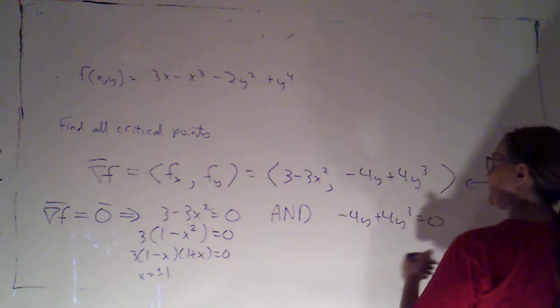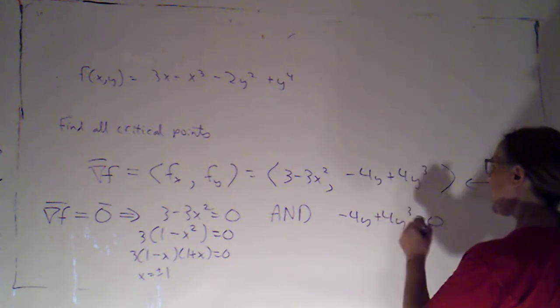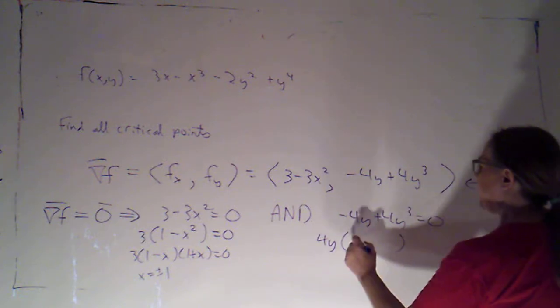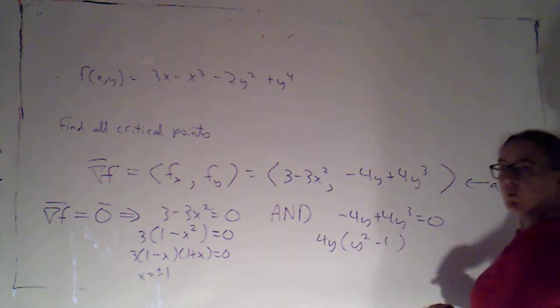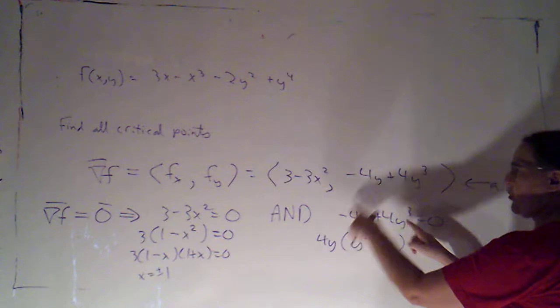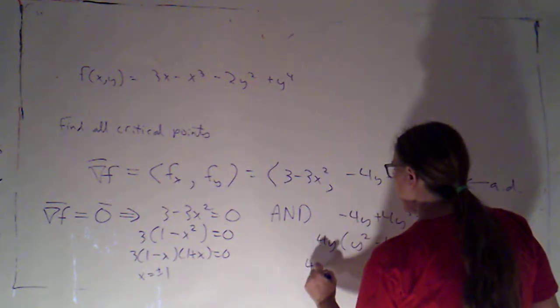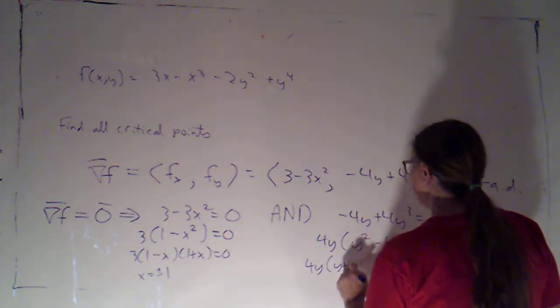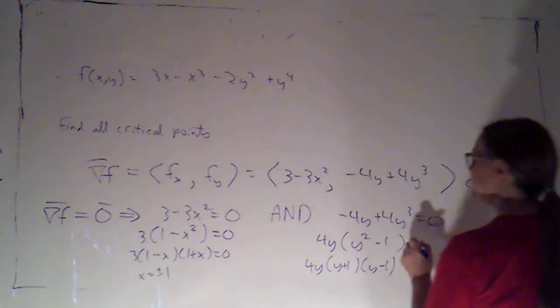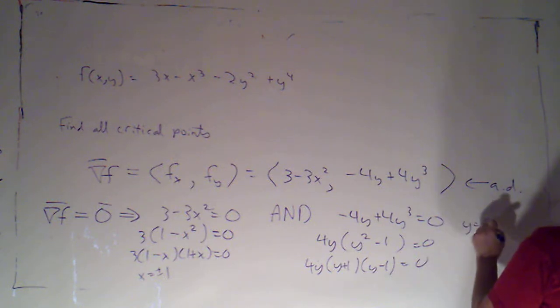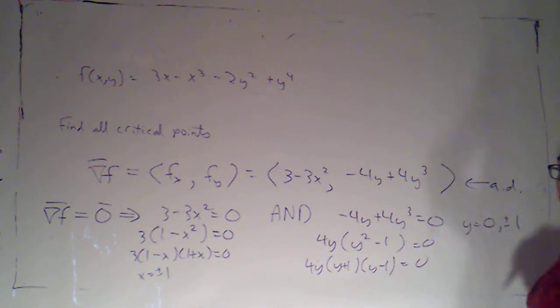Here, I'm going to factor out a 4y. And that's going to leave me with y squared minus 1. And I just switched the order of the terms so I could write this in descending order. So that's 4y times y plus 1 times y minus 1. We're still wanting this to equal 0. So that's going to mean that y is equal to 0 or plus or minus 1.